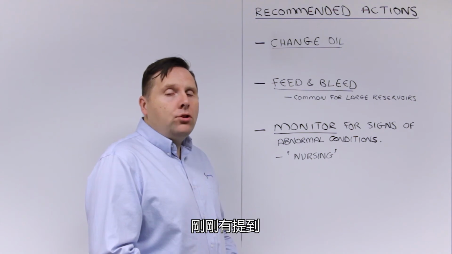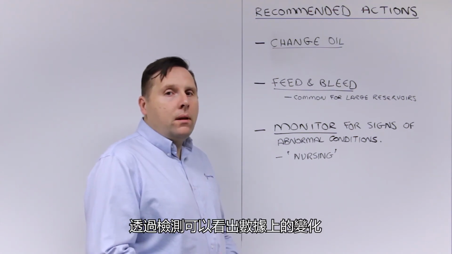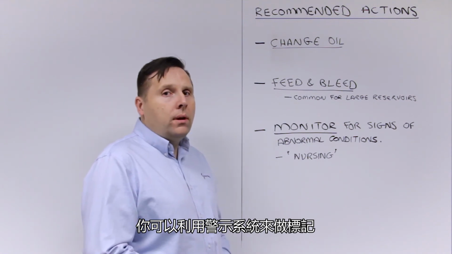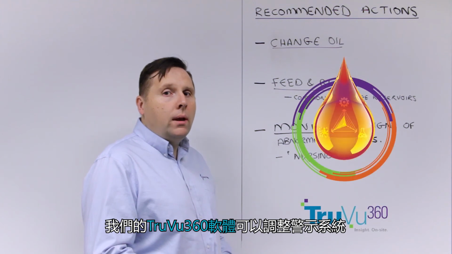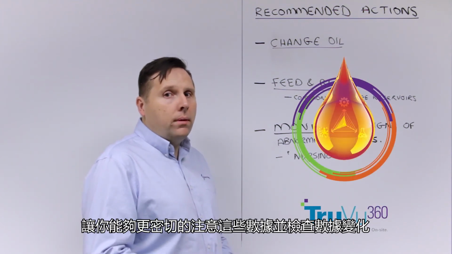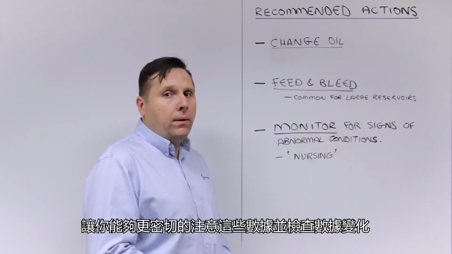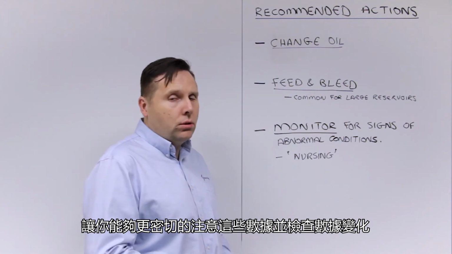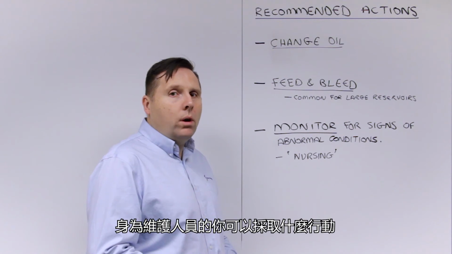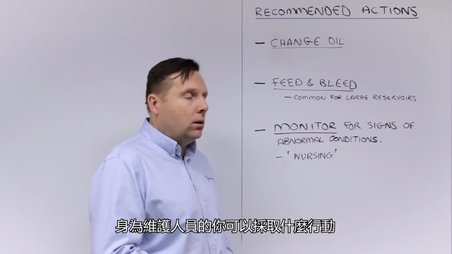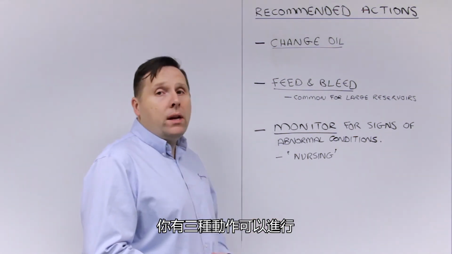As we mentioned, you can see the differences depending on the tests. You can flag those by using your alarm-based systems. Our TrueView application allows you to modify the alarm so you can tighten in those specifications and see when there's a change. The question is, what do you do when you do identify that change? What are your options open to you as a maintainer? You've got really three major actions.